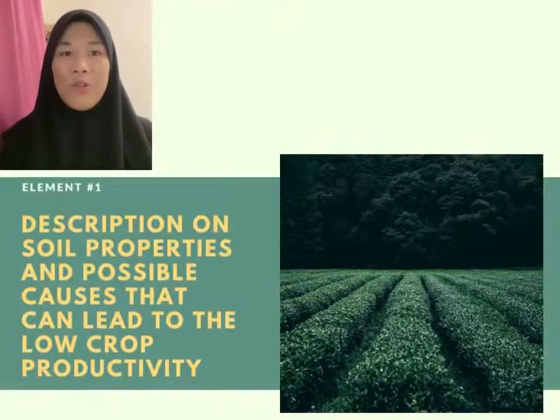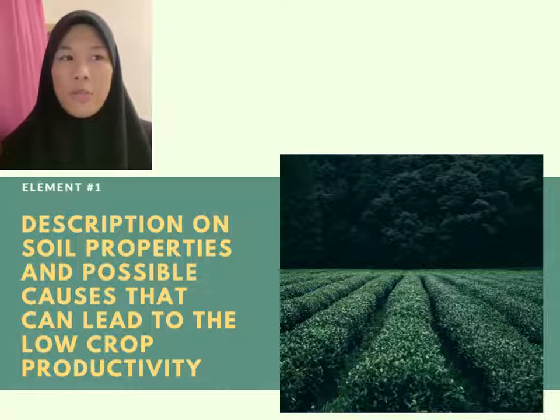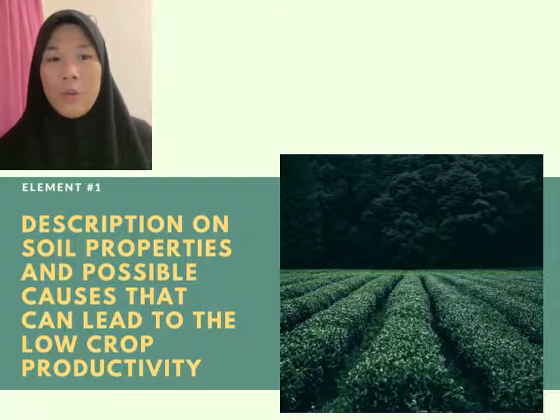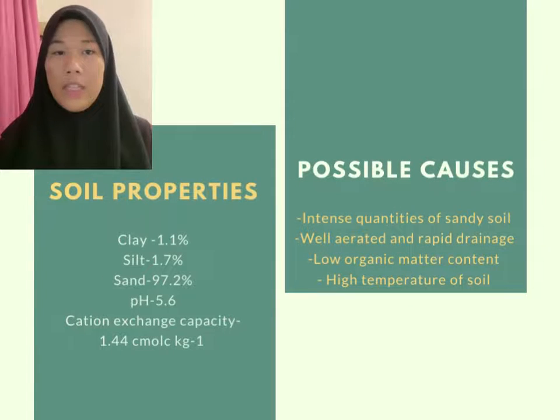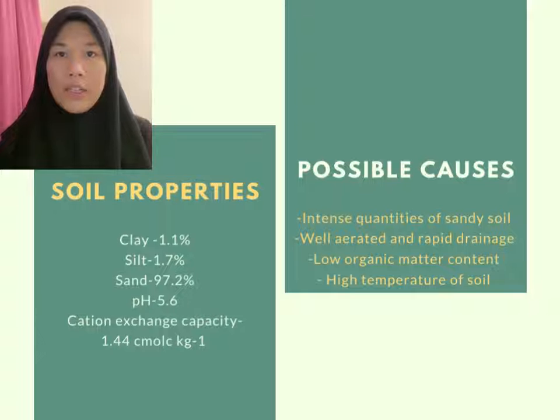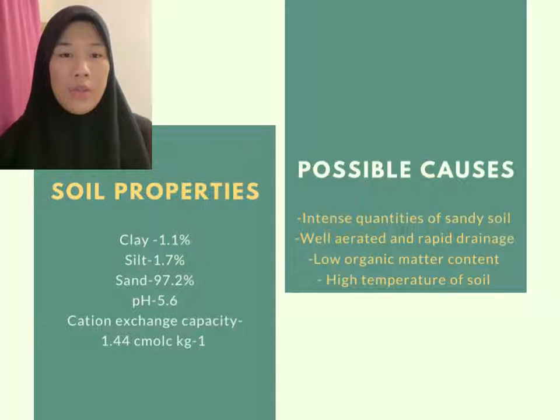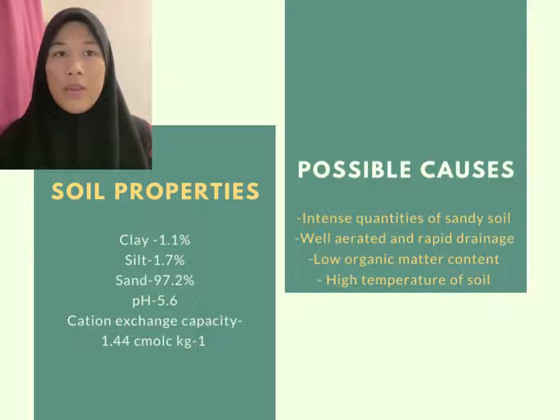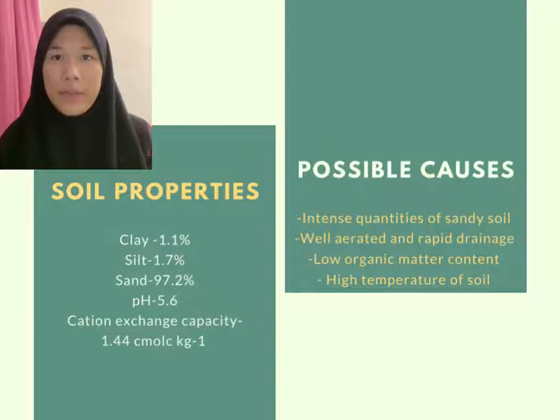The first element that I'm going to discuss is the discussion on soil properties and possible causes that can lead to the low crop productivity. According to the data given, the soil properties of bris soil in Cherating, Pahang have a low percentage of clay, 1.1%, and silt, 1.7%, a high percentage of sand, 97.2%, an acidic pH reading, 5.6, and low cation exchange capacity, CEC values. Moreover, one possible cause that can lead to the low crop productivity is the intense quantities of sandy soil in bris soil.